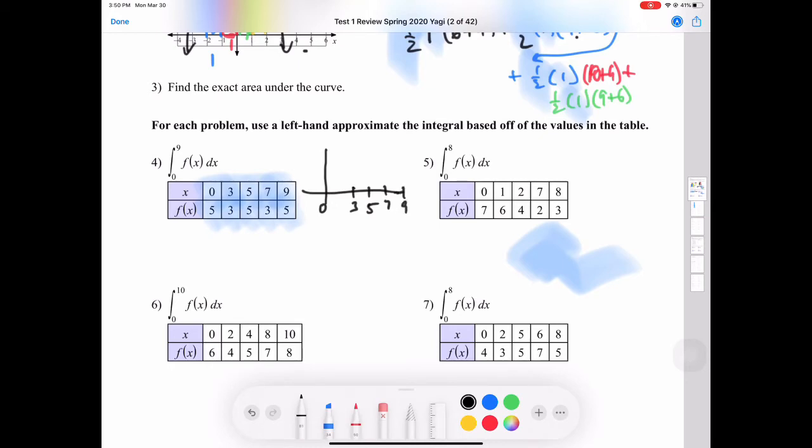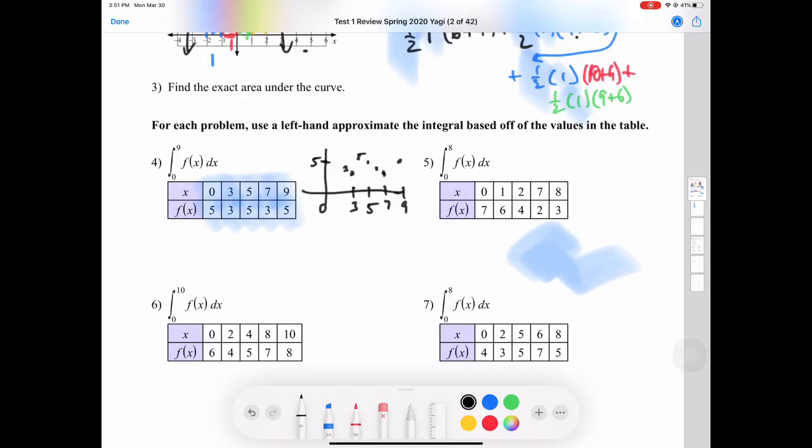I gave myself 0 to 3 is a little bit bigger than 3 to 5. Now, if I give you the values, the y's, at 0 it's 5, at 3 it's 3, at 5 it's 5, at 7 it's 3, and at 9 it's 5.